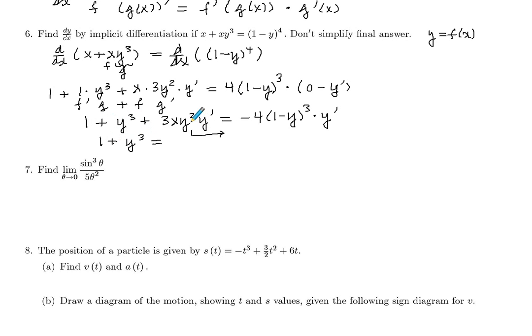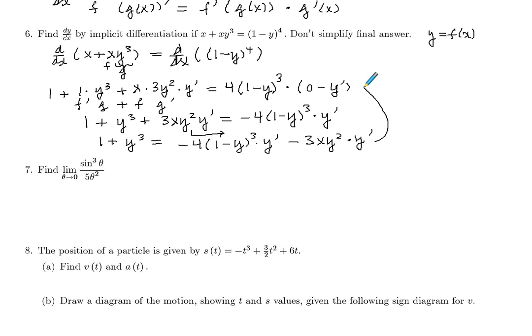Equals, and then this 3xy squared y prime is going to come over as a negative. So we'll have our negative 4 times (1 minus y cubed) times y prime, and then this will come over to the negative, minus 3xy squared times y prime. So now our y prime terms are on the one side of the equation. And then notice y prime is a common factor, so we can factor out that common factor.